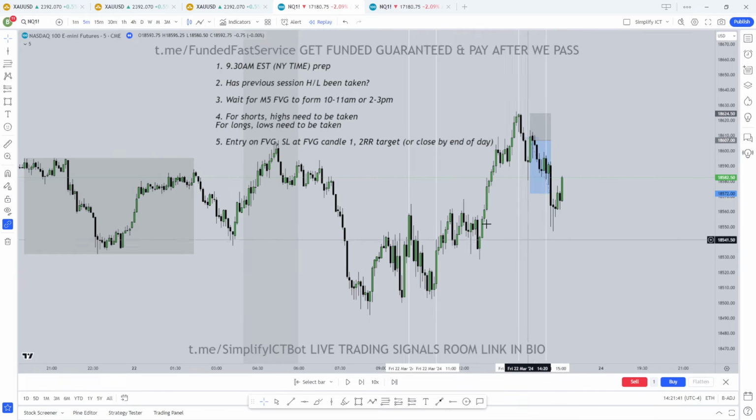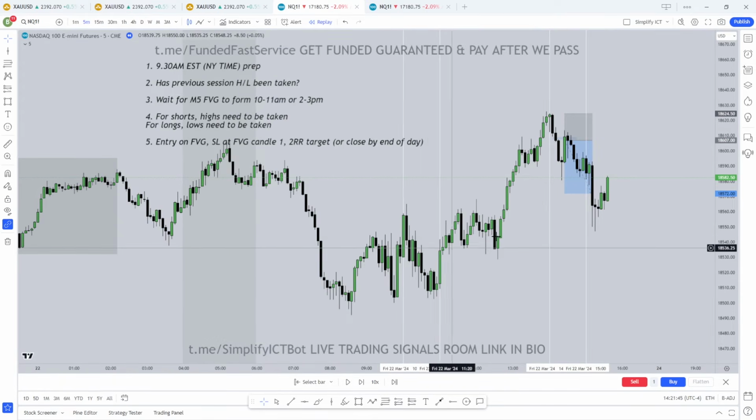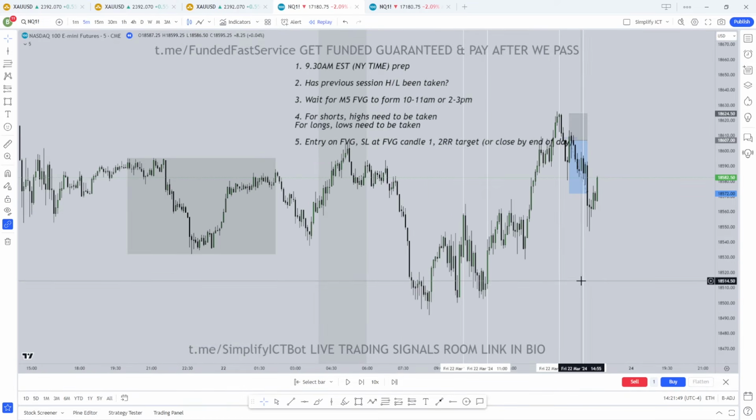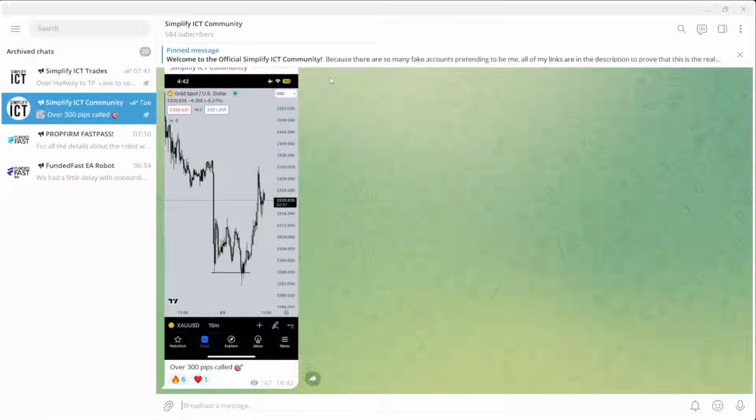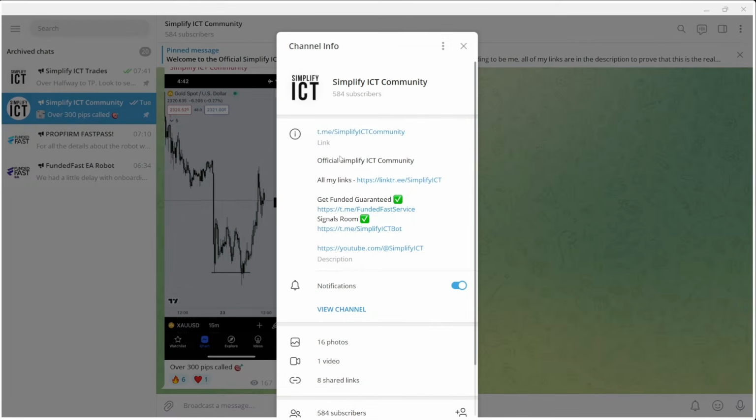Okay, so as you can see for this second example right here, I've got our 10 to 11 time marked out over here, and I've also got our 2 to 3 p.m. time marked out right here. So let's start analyzing.